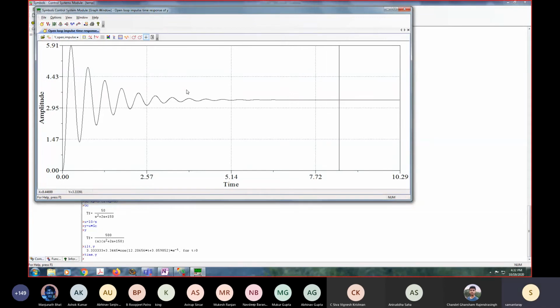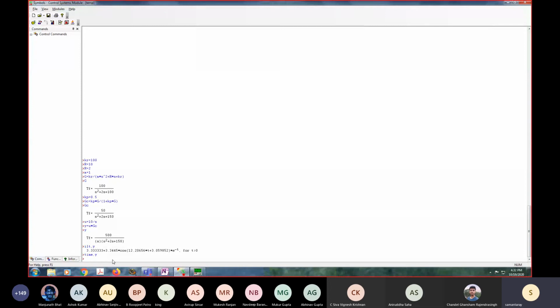3.3333, that is the final value. And our predicted final value was B times Kp by 1 plus Kp. So B is 10, times Kp 0.5, that is 5, divided by 1.5. That is 3.333. That is the final value that has come. The steady state error is 6.666. All right. So this is what is the error.